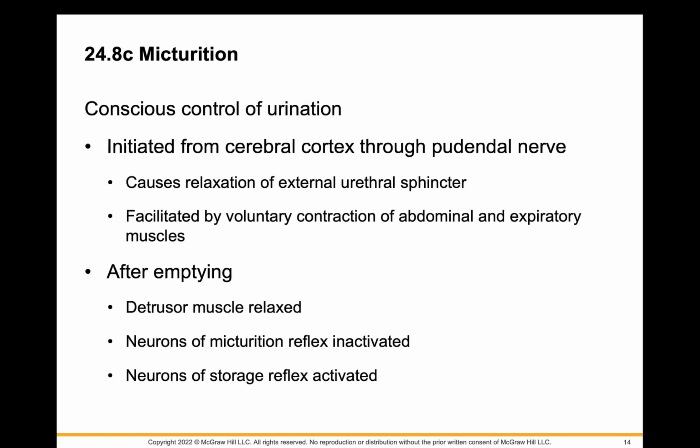Now, what we need to keep in mind here is there is conscious control of urination, and this is initiated from the cerebral cortex through the pudendal nerve. This will cause relaxation of the external urethral sphincter, and this will be facilitated by voluntary contraction of abdominal and expiratory muscles. Once the bladder is empty, the detrusor muscle is relaxed, the neurons of the micturition reflex are inactivated, and now it's primarily going to be the neurons involved in the storage reflex that will be activated.